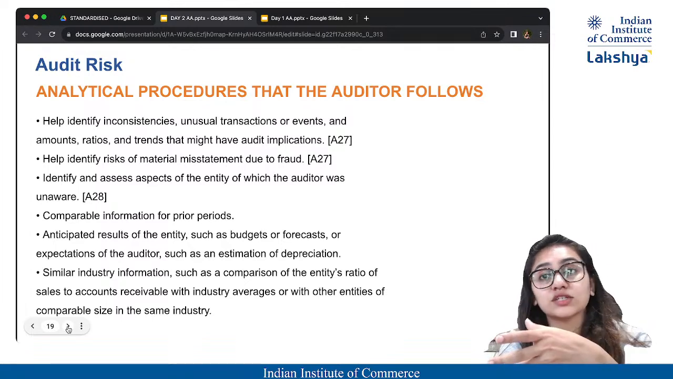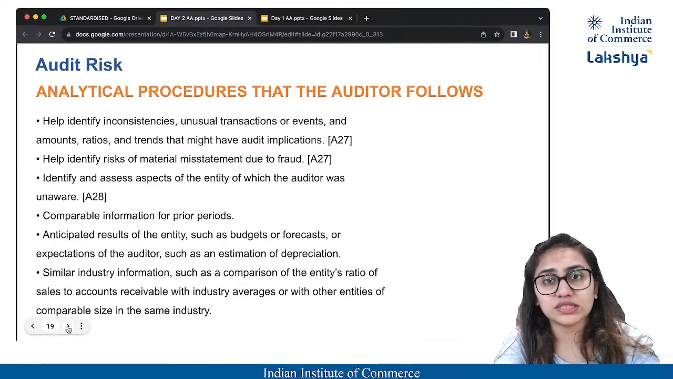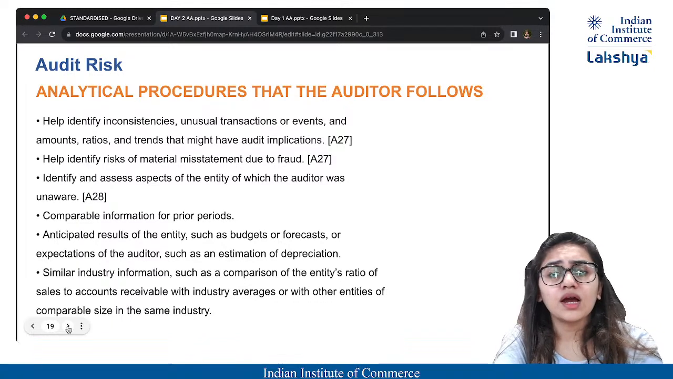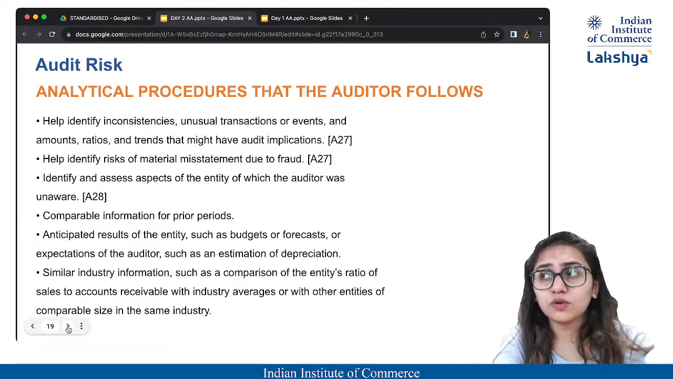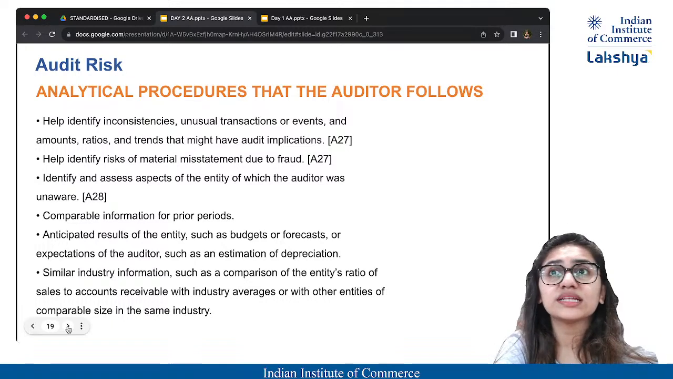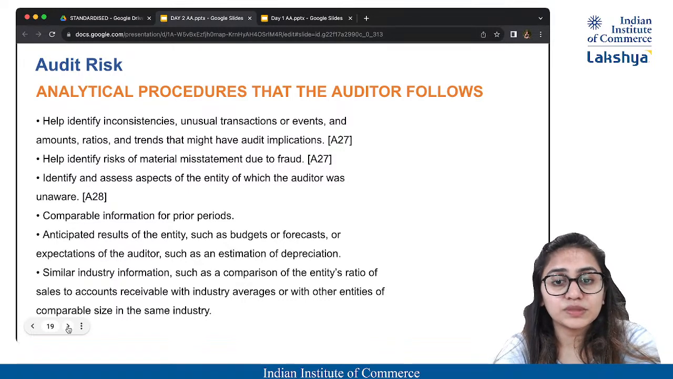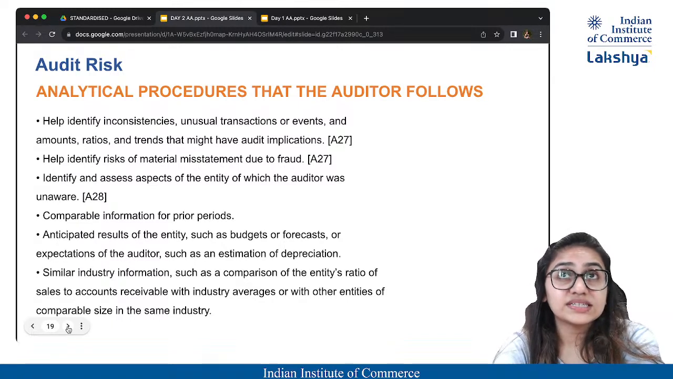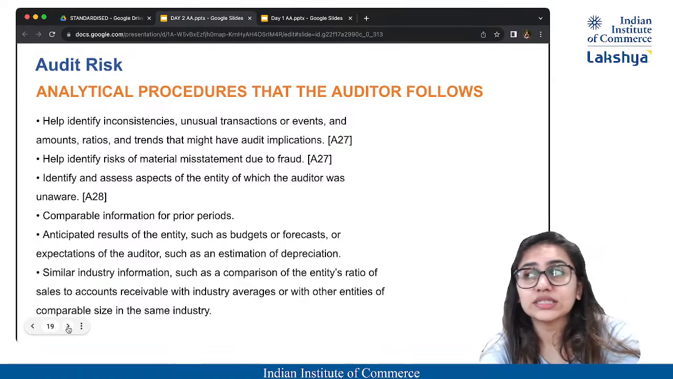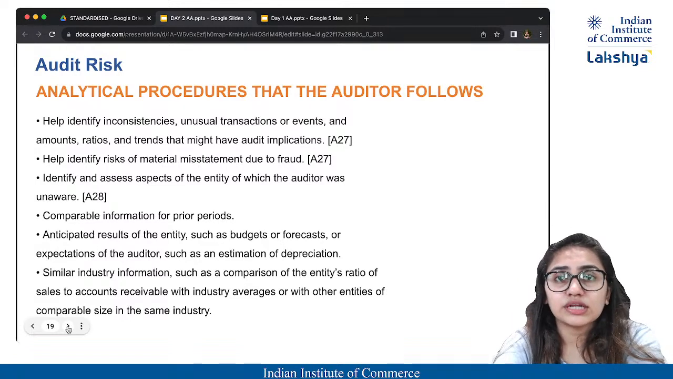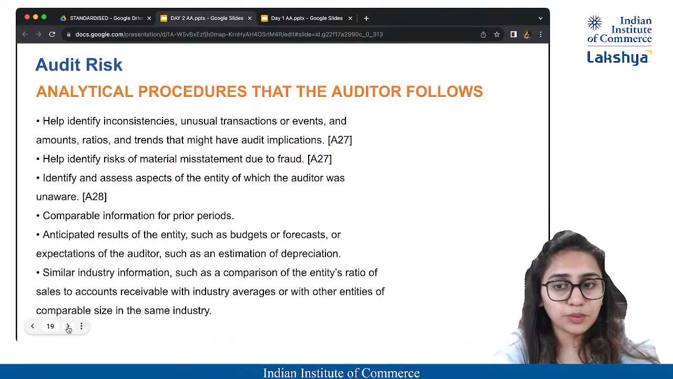Any unusual transactions or events that are happening suddenly in the business, suddenly something new is coming up in the business, or suddenly something new is happening, about any amounts, ratios, sudden trends also. Maybe you have a trend of going upward, but suddenly there's a problem. Then there's a problem in the trend that might have audit implications. Help identify risk of material misstatement due to fraud. As I told you at the start of the lecture, fraud is intentional, error is unintentional. So any risk of material misstatement due to fraud can be a problem.